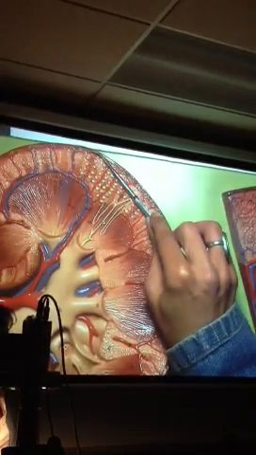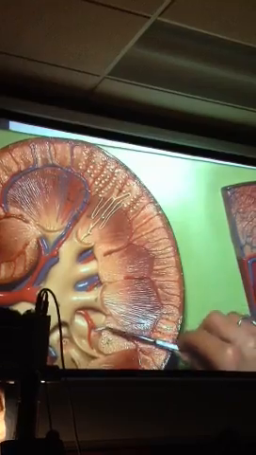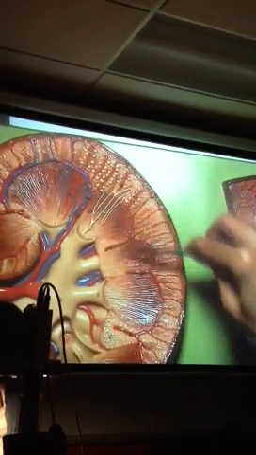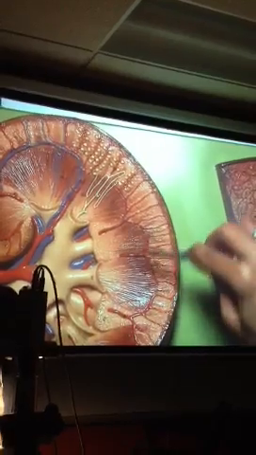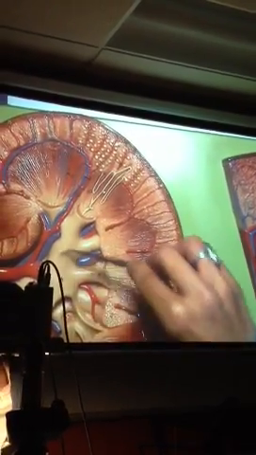Okay? And then we have the same thing that we saw in the other kidney model, which is the outer cortex versus the inner medulla. We have renal columns between the renal pyramids. These are the renal pyramids. Okay, these are the minor calyces. These are the major calyces.